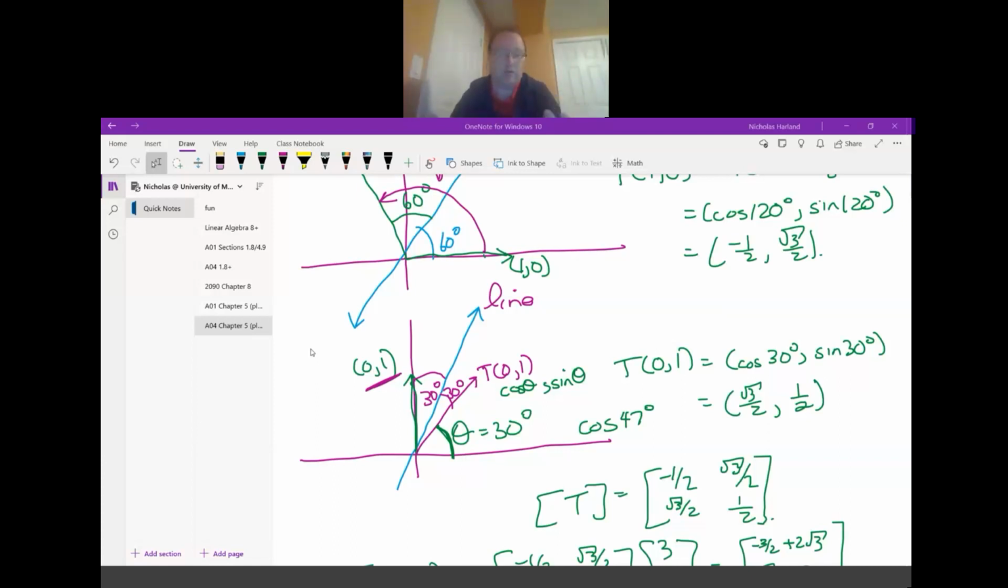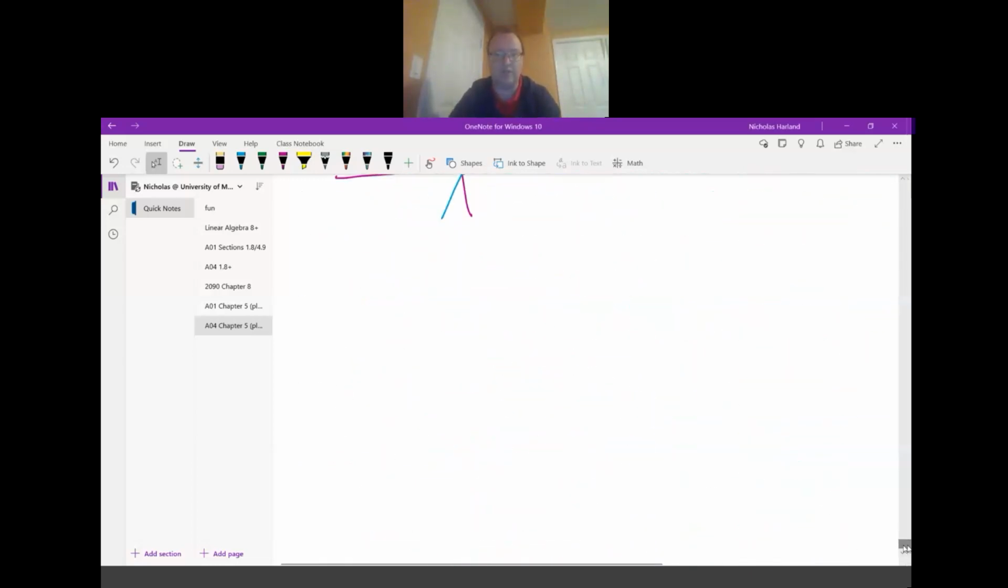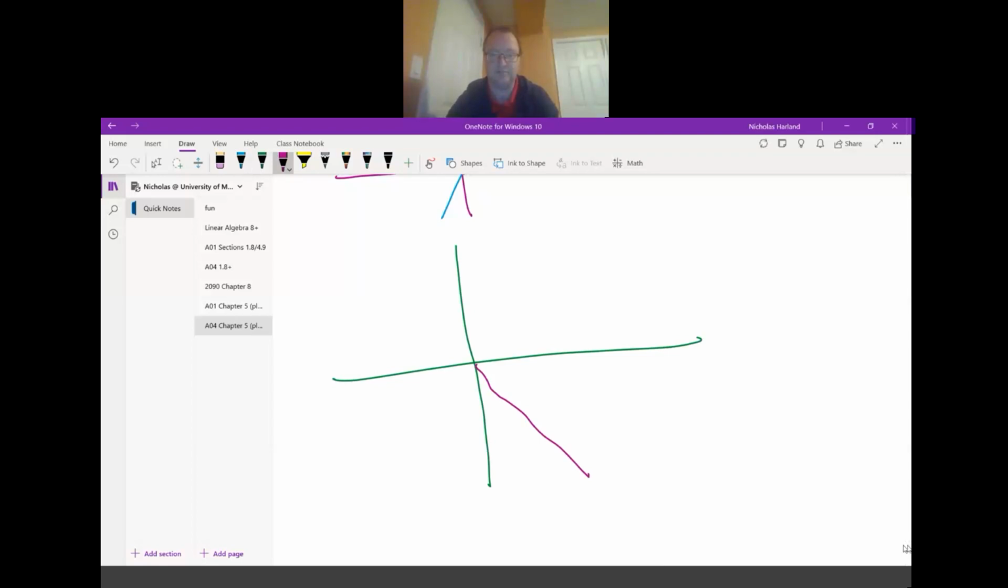In this question right here, if we wanted to do 60 degrees in the opposite direction, our ideas would still stay the same. So if this was 60 degrees, T of 1, 0 would still end up over here. That would be cosine of negative 120 degrees, sine of negative 120 degrees, just as it was before.